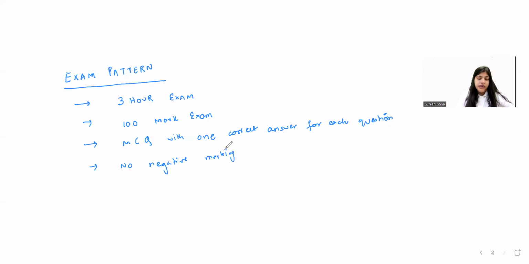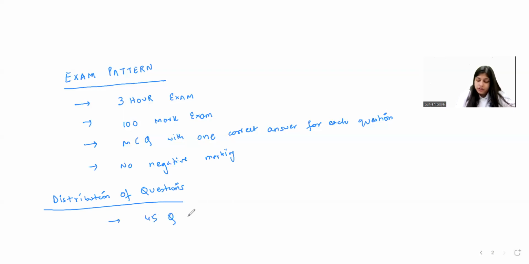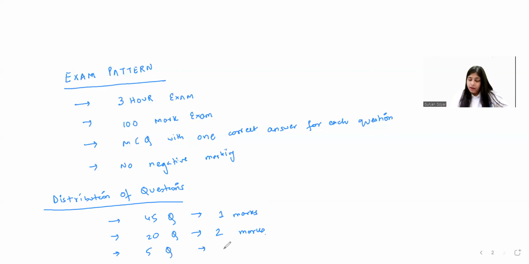Okay. Now let us see how this 100 marks is divided. So the distribution of questions is such that there are 45 questions of 1 mark. There are 20 questions of 2 marks. And there are 5 questions of 3 marks. Okay. So 45 questions of 1 mark, 20 questions of 2 marks, and 5 questions of 3 marks. This is the basic thing. ACET will only be conducted on a single day with a single slot. There are no multiple slots for the exam.